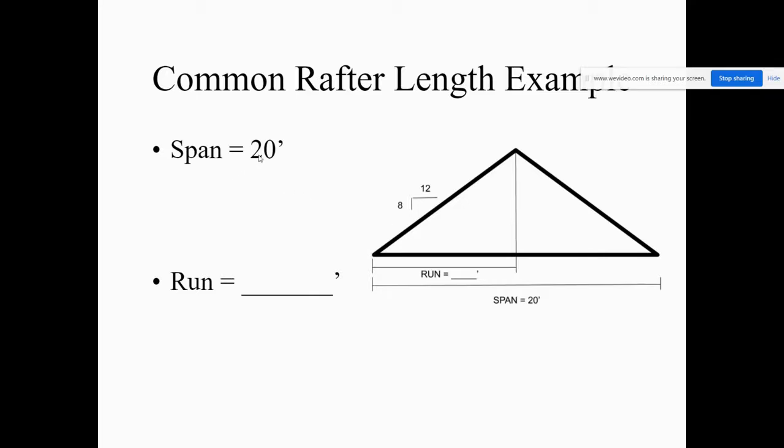Given that the span is 20, we know that the run is half the span. So half of 20 is 10 feet. So the run is 10 feet.